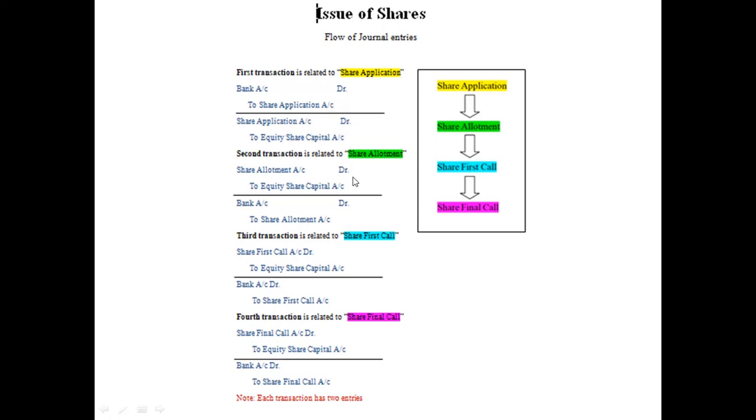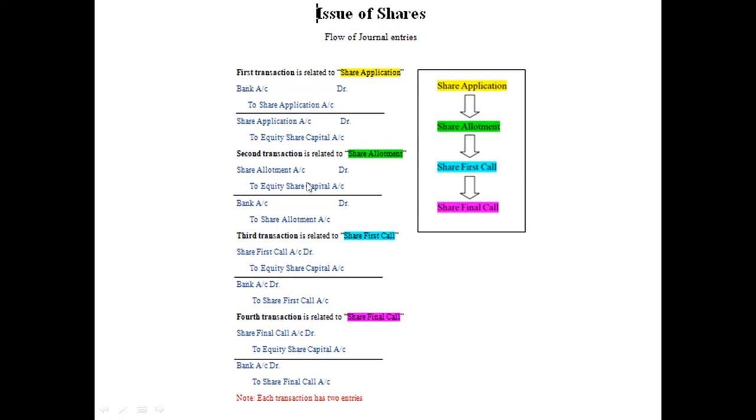After that we have share allotment. Its entry will be share allotment account debit to equity share capital account. What is happening here is that the allotment money is becoming due. The allotment money will be due here, and we will receive the amount, that is bank account debit to share allotment account. After that we have share first call and final call. Similarly, first call money will be due and the money will be received here. Again, the money will be due and received here.